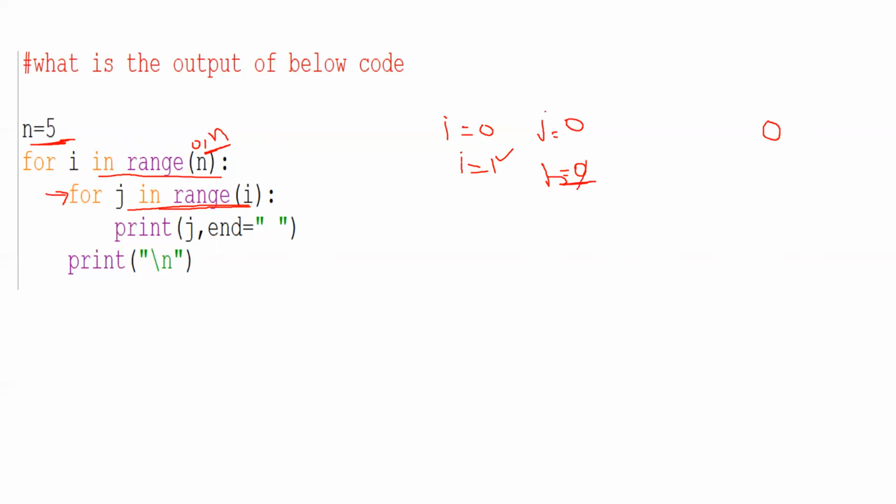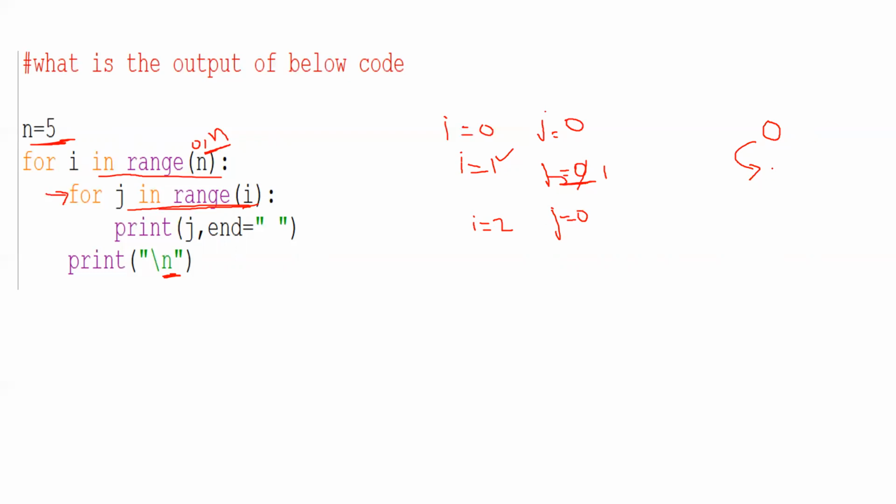And j plus plus, j will become 1. This condition is failed here. So you come out of the loop and you will go into the next line. Here the next line. Backslash n will print the next line. Now see, you go up again. I will become 2 now. And j will vary from 0 to 2, which is nothing but 0, 1, 2 like that. J is less than I.